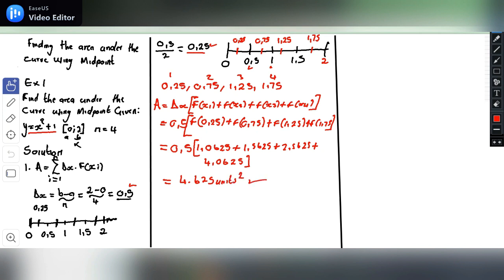Therefore that's it for the lesson about finding the area under the curve using the midpoint.